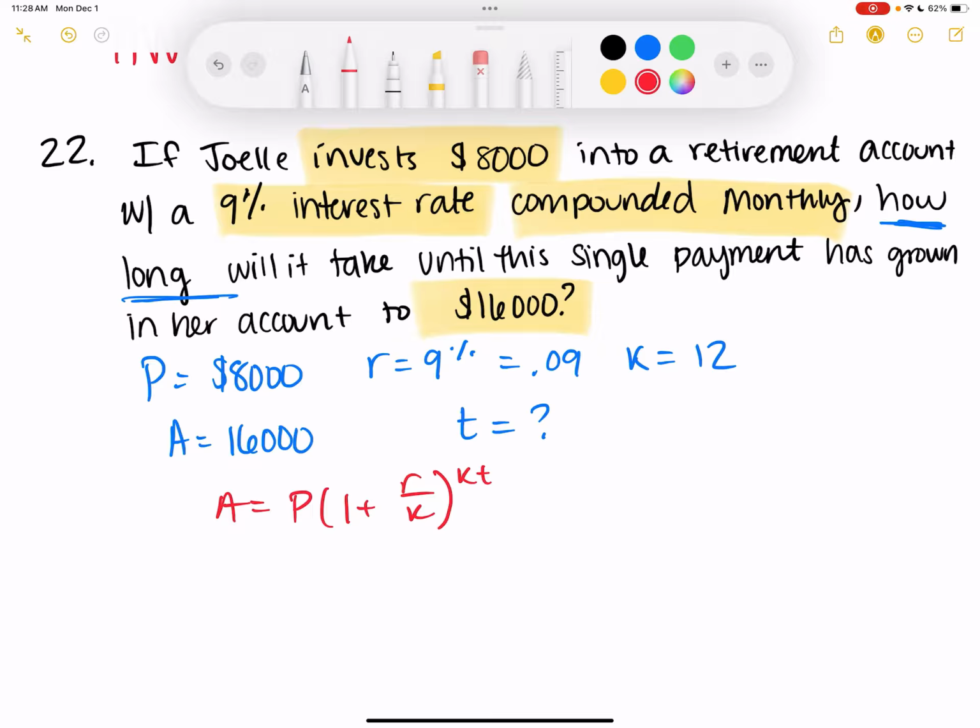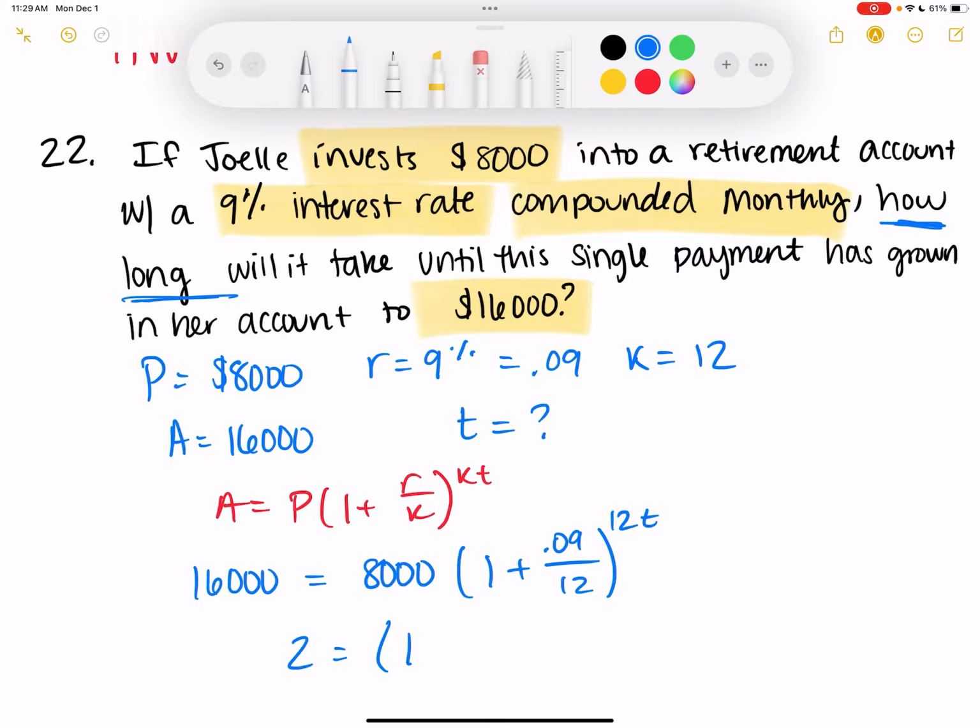I'm trying to solve for T, so that's the value up there that I'm trying to solve for. So I've got 16,000 equals 8,000 times 1 plus 0.09 over 12. If you want to do that separately and then plug that number in, that's fine. And then it's raised to the 12t. So divide by 8,000. I have 2 equals 1 plus 0.09 over 12 raised to the 12t.